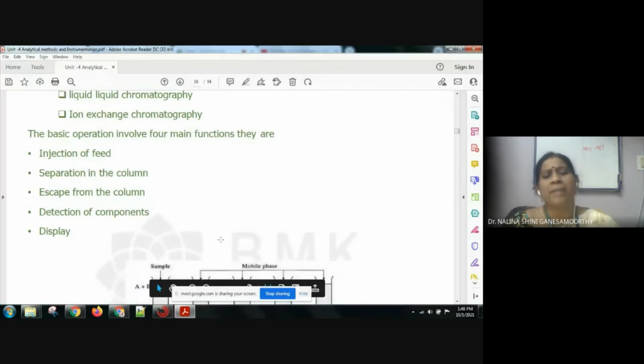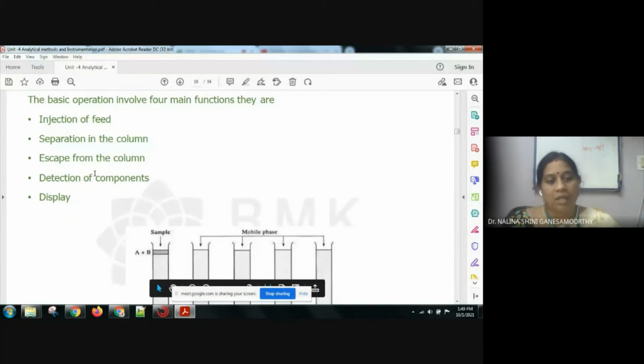Generally, what are the main functions involved, as we saw in the diagram? First, the injection of the feed. Next, the separation in the column. The faster the component, the faster the rate with which it moves. That's the separation. Next, escape from the column. Escape is nothing but the collection from the column. Then the detection of components and display.